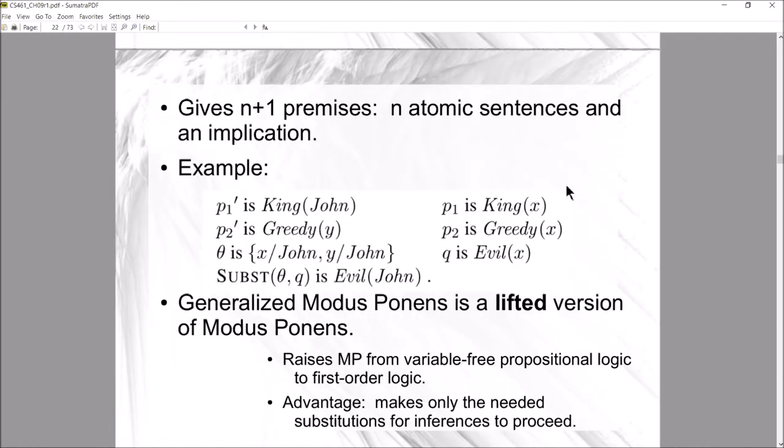Okay? So in this example we just did, King John was in the knowledge base. That would have been P1 prime. And P1 is King X.